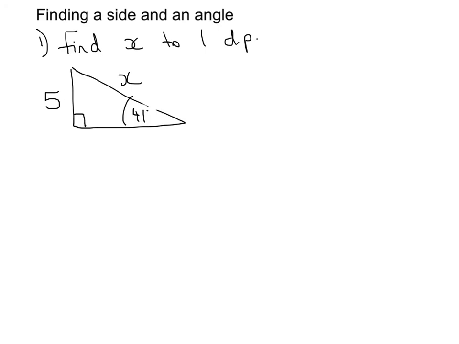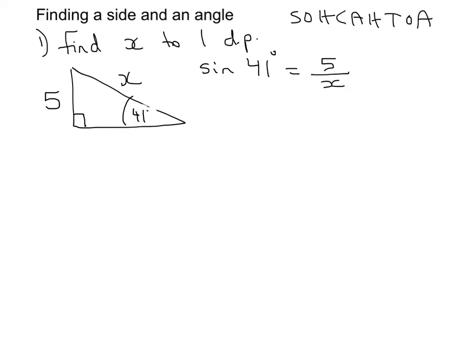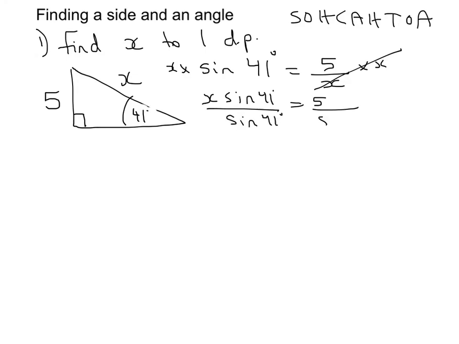Okay, so that's opposite over hypotenuse. So that's sine, remember? Sine 41 is equal to opposite over hypotenuse. So I want to find x. Remember, multiply both sides by x, so that gets rid of that. So I end up with x sine 41 equals 5. Divide both sides by sine 41, and then x is equal to 5 divided by sine 41.